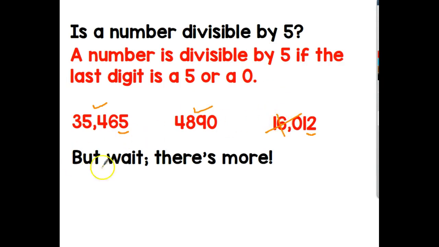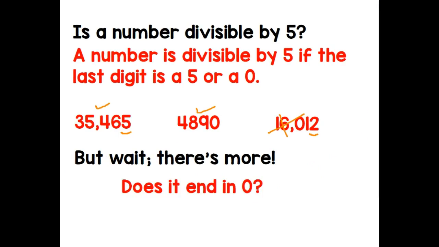Oh, by the way, wait, there's more. The rule for 10 is even simpler. One question, does the number end in 0? So is 3,465 divisible by 10? No. But 4,890 is.